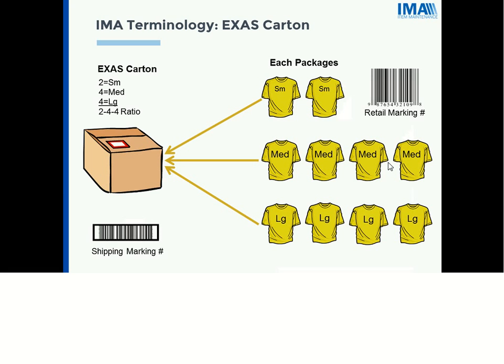Now an exploding assortment is an assortment of items. So if you work in apparel, it could be 2 smalls, 4 mediums, and 4 larges. If you work in hard lines, it could be maybe an exploding assortment of batteries, such as AAs, AAAs, Cs, and Ds. Now each of the eaches that go in get a retail marking number or that UPC, so they can be rung up at the store. They'll go into your carton, and then this carton gets the shipping marking number.